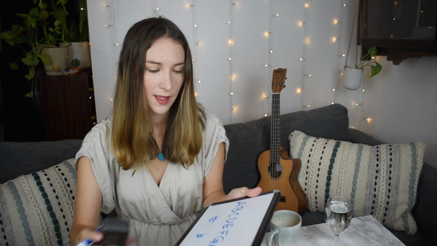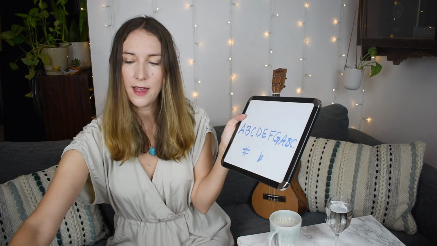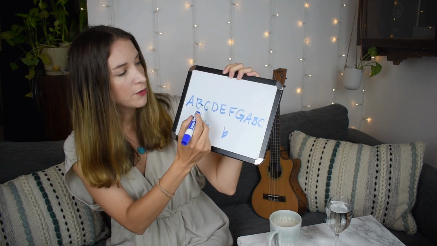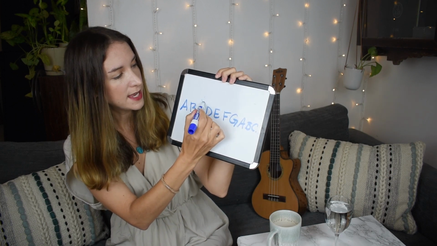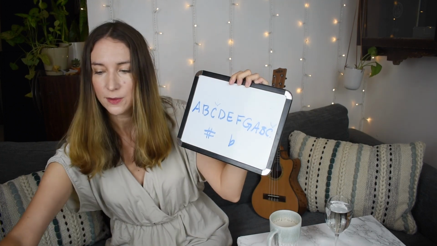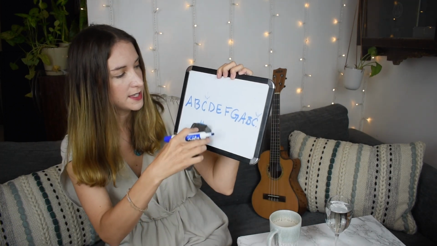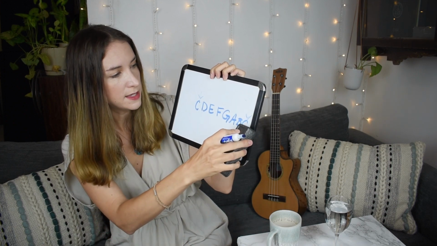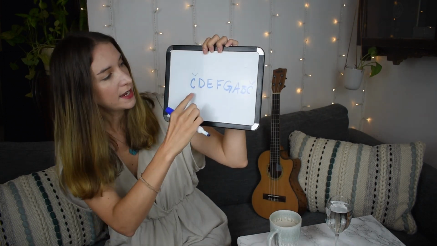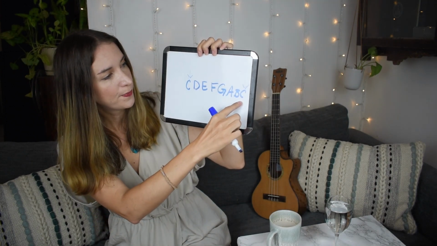So let's actually start with our C major scale. Before I erase this, for my C major scale, I'm going to go C to C. All right, so I'm going to erase the rest here. So we just have our C major scale. There we go. I'll erase my dots here. So now we've got a C major scale.